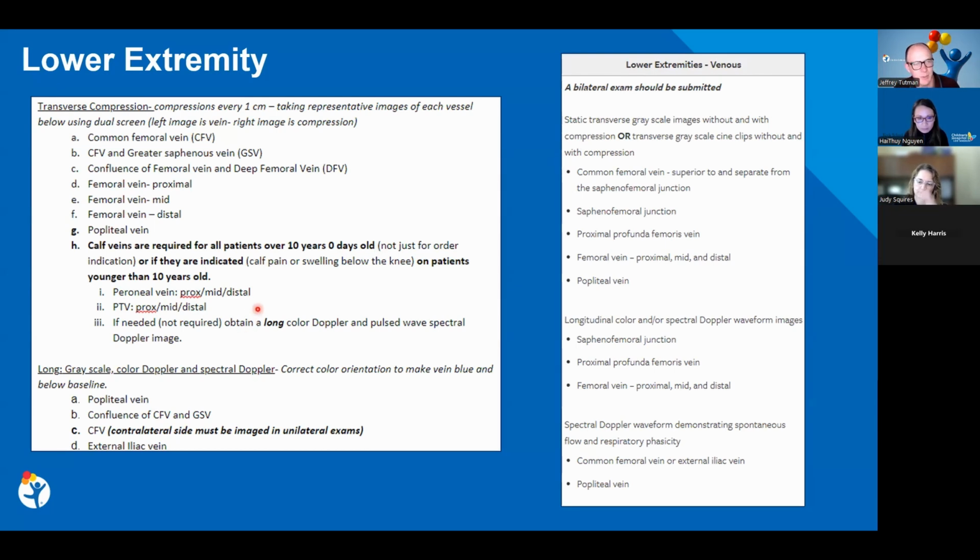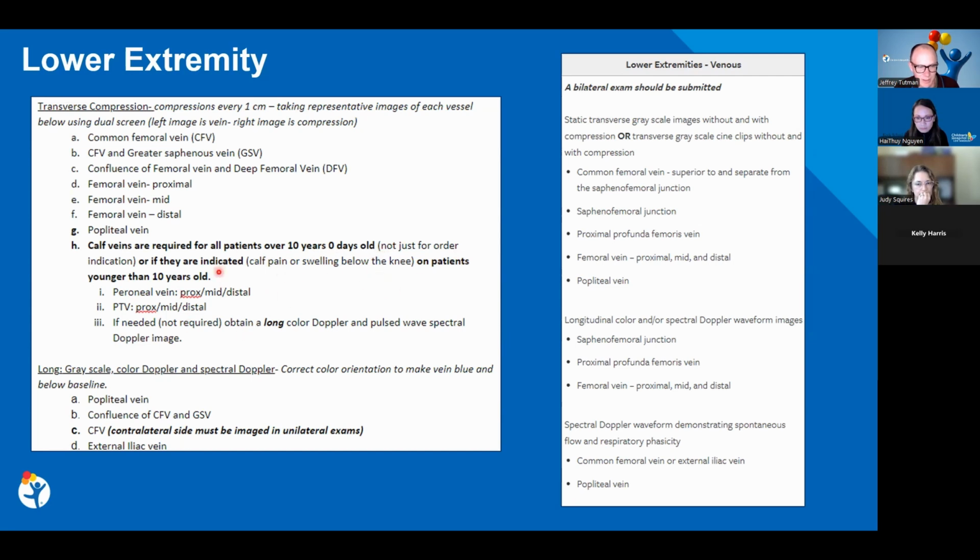Historically, we used to just say if there's a clinical indication or if they have focal symptoms, then we'll look down there. But I would say definitely a minority of cases did we end up doing that. I kind of arbitrarily made this decision to have a 10-year-old cutoff. We started doing this about 6 or 8 months ago. So if they're over 10 years of age, then we include the calf veins by default.